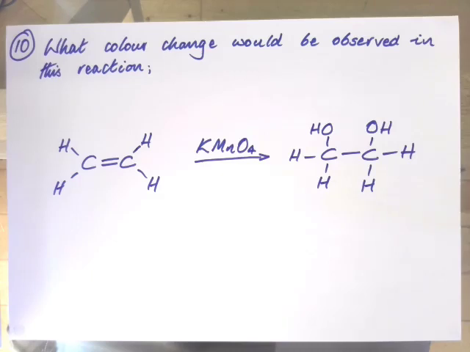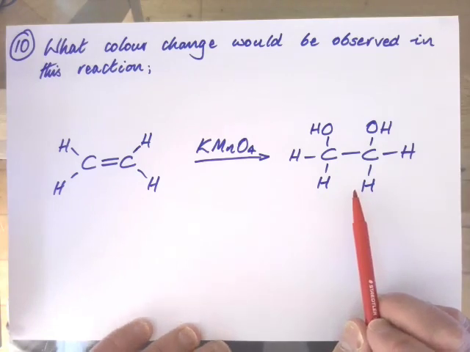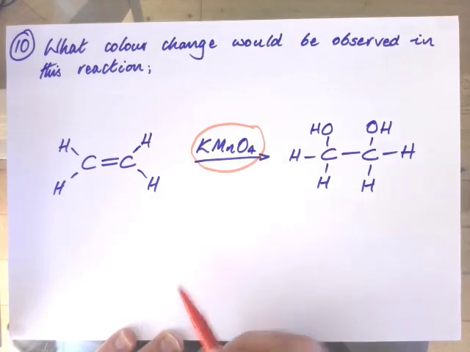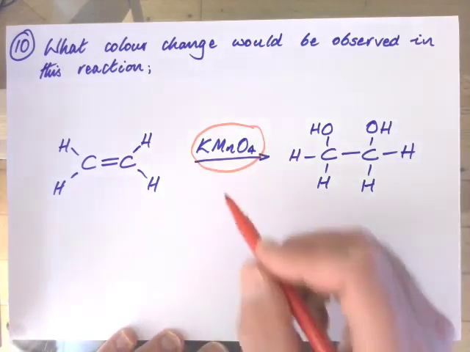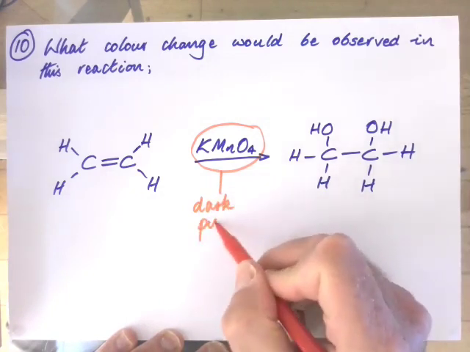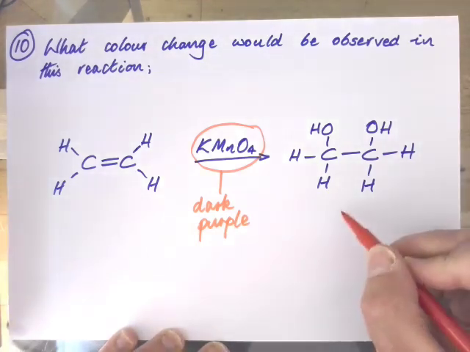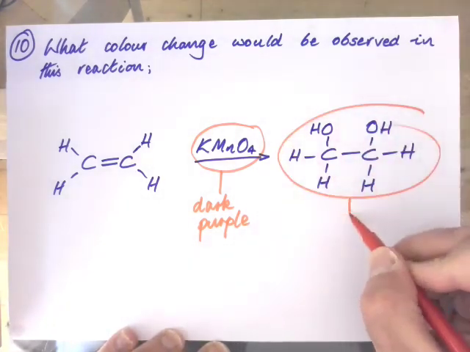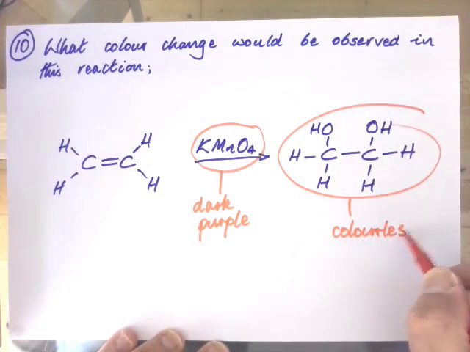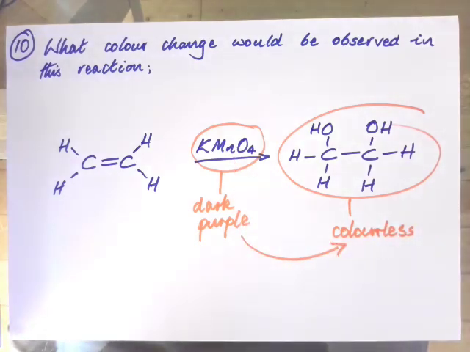Okay, so I've been a bit mean here because I've given you a product that you've never seen before. The only thing you needed to know here is that this stuff is used to test for alkenes. And this stuff is potassium permanganate, KMnO4, and this is a dark purple colour before it reacts. As soon as it comes into contact with an alkene, it'll become colourless because this product here is colourless. You didn't need to know what that product was. You just needed to know that potassium permanganate goes from dark purple to colourless when it reacts with alkenes.